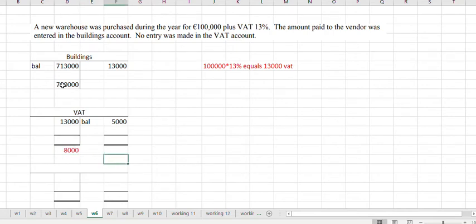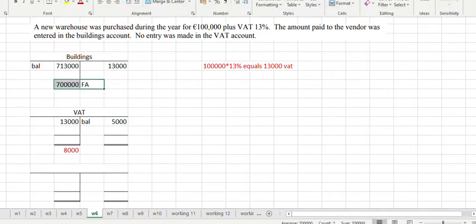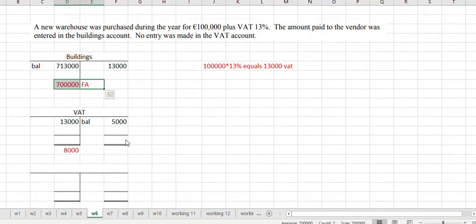So the 700,000 will be our fixed asset. I'll highlight that in red. Our VAT figure on the debit side will be a current asset. So two figures. 700,000 is our fixed asset, buildings. VAT has gone from being a current liability to a current asset just because of that. Okay, two figures.